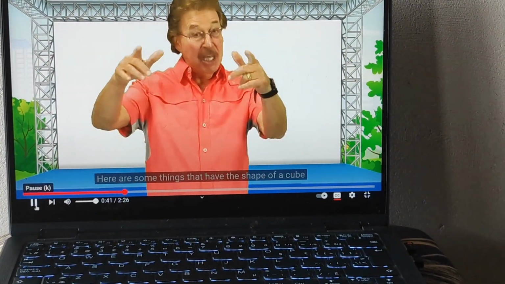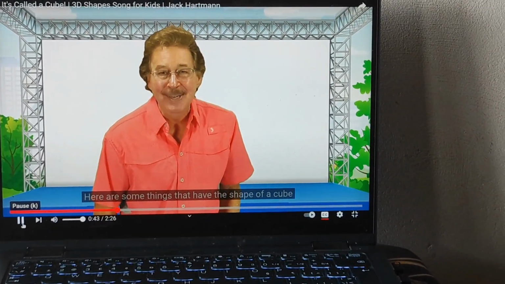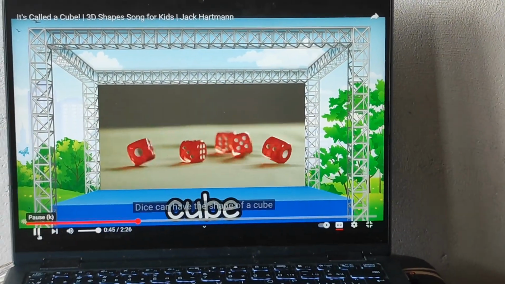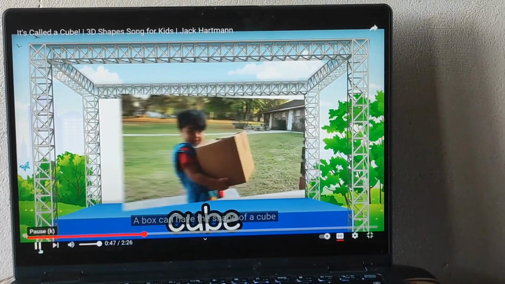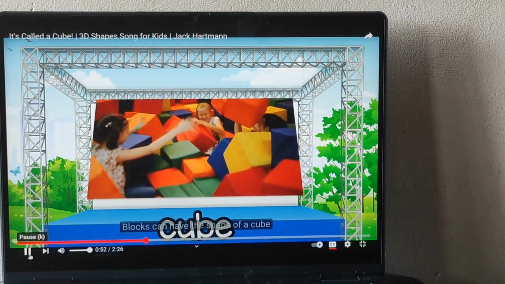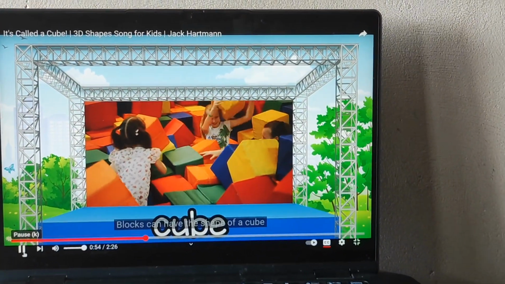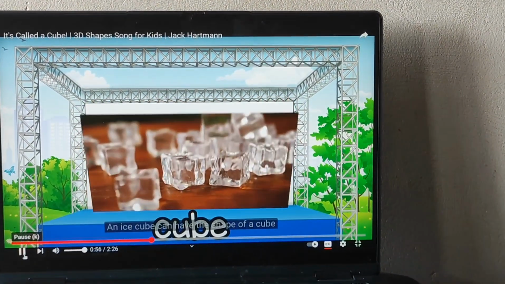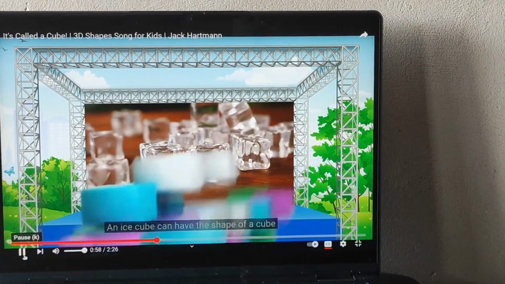Here are some things that have the shape of a cube. Dice can have the shape of a cube. A box can have the shape of a cube. Blocks can have the shape of a cube. An ice cube can have the shape of a cube.